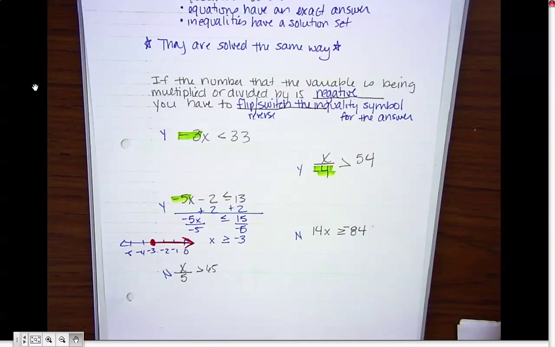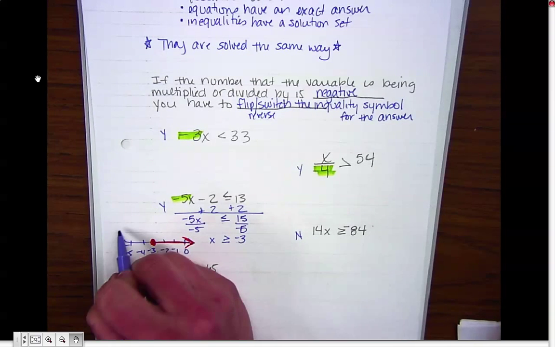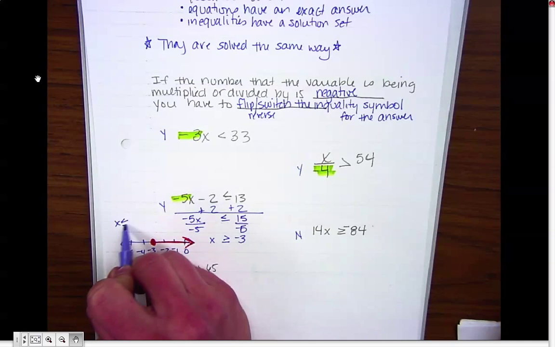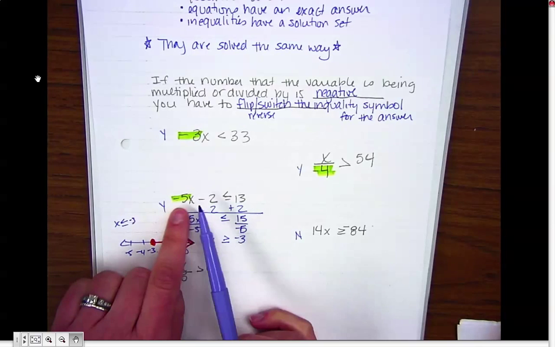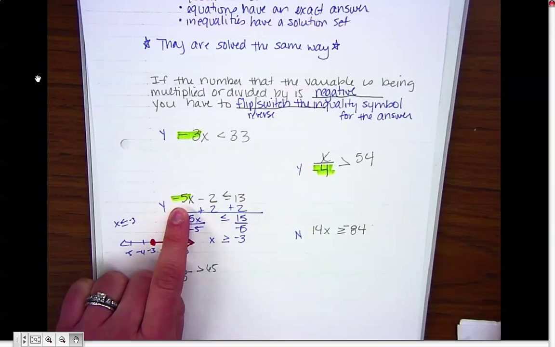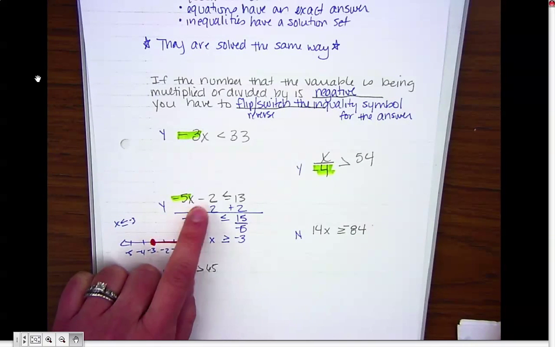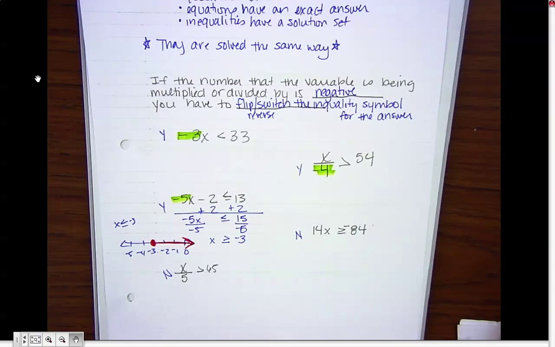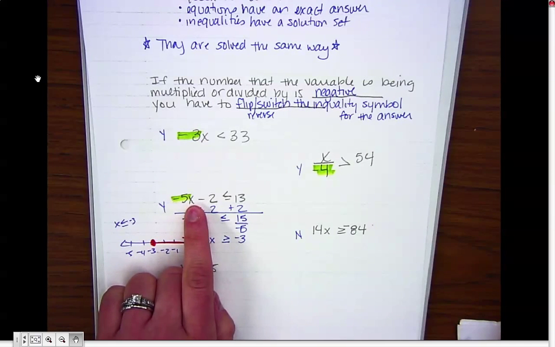If we hadn't switched the symbol, then our solution set would have gone the other direction. Let's say I picked -50. Wait, let me say that again. If we hadn't flipped the sign around, then we would have had x is less than or equal to -3. So -50, yep, would have been in the solution set. If I plugged in -50 here, I would have -5 times -50, and that would have given me positive 250, and then I would subtract 2, and that would give me positive 248 is less than or equal to 13. Does that make sense? That doesn't work. It doesn't work that I would get 248 is less than 13.